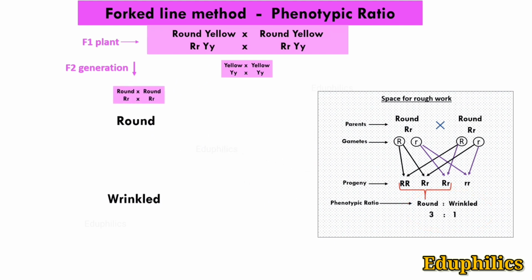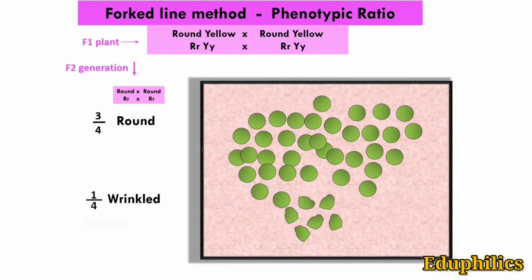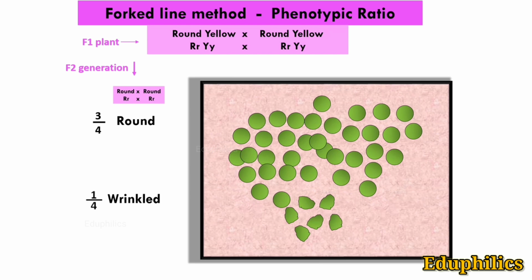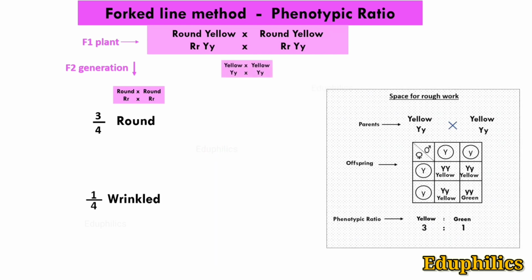The ratio 3 is to 1 can also be written in the form of 3 by 4 is to 1 by 4. This means out of all the seeds formed here, about 3/4 of them are round in shape and 1/4 of them are wrinkled. Now let's consider the second trait, yellow into yellow. In this cross, the offspring formed here belong to F2 generation. Here also the phenotypic ratio is 3 yellow is to 1 green. Let's consider this and write here.